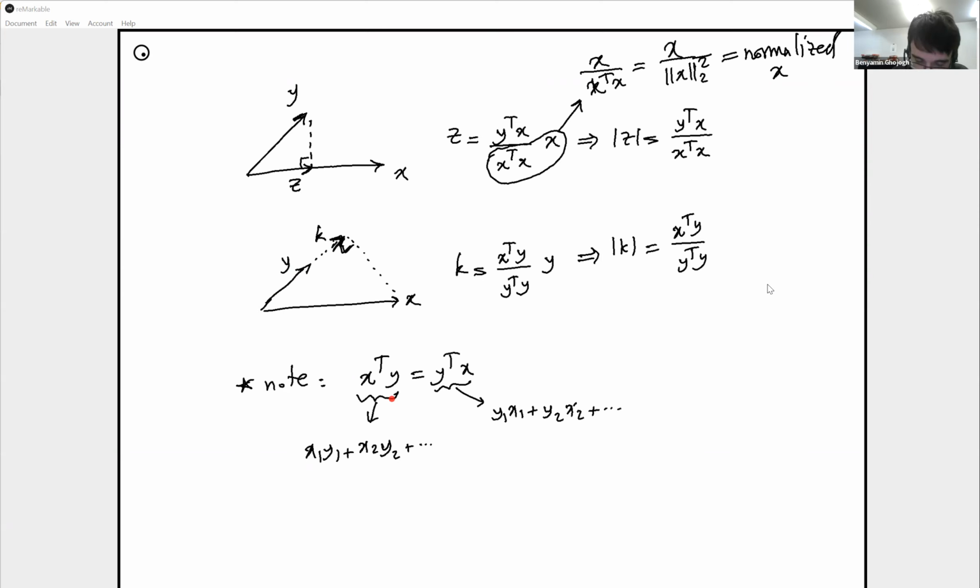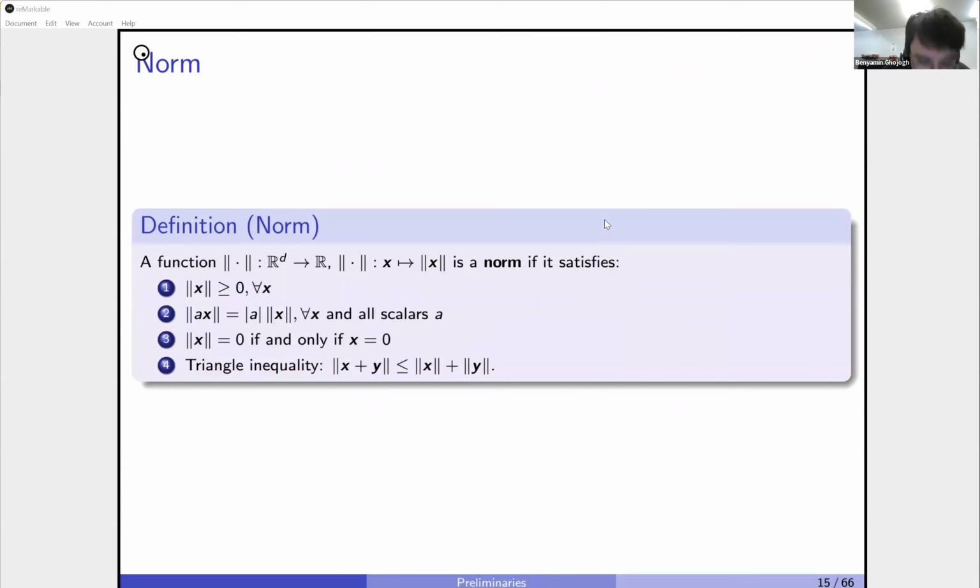Another thing is that you should note that x transpose y is always equivalent to y transpose x, so the order doesn't matter. Why? Because the proof is very simple. X transpose y is x1 y1 plus x2 y2 until xd yd, and y transpose x is y1 x1 plus y2 x2 plus until yd xd. The order doesn't matter in multiplication, therefore these are equivalent. So the order doesn't matter in the inner product. So far, everything clear? Okay.